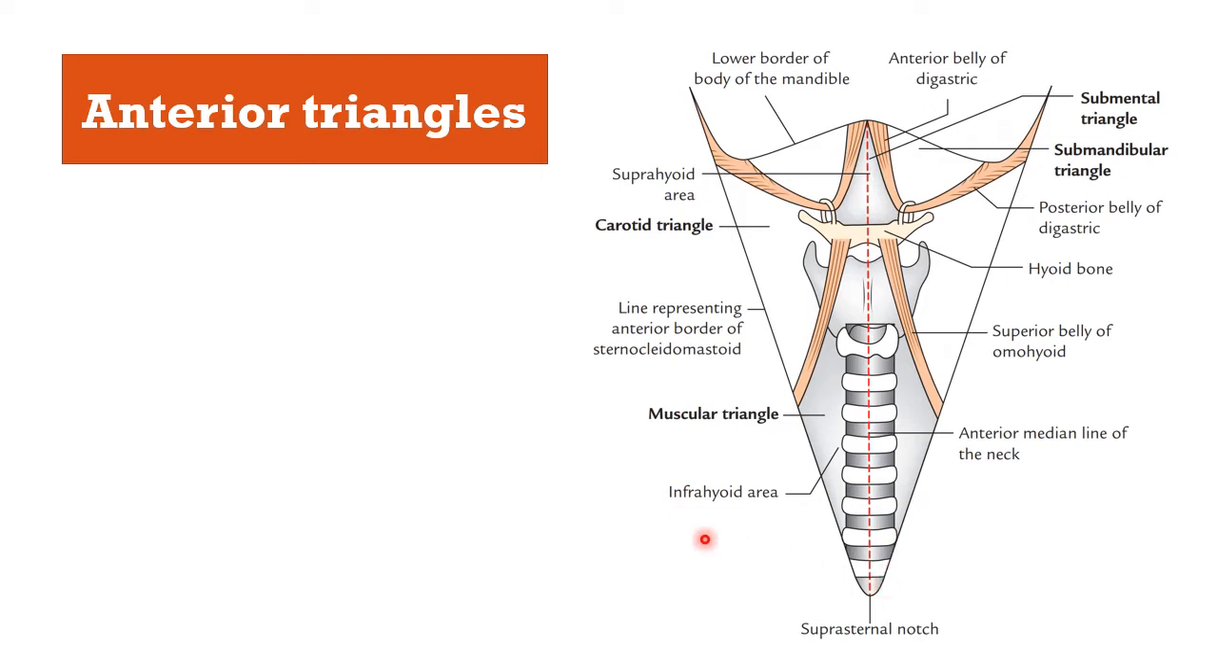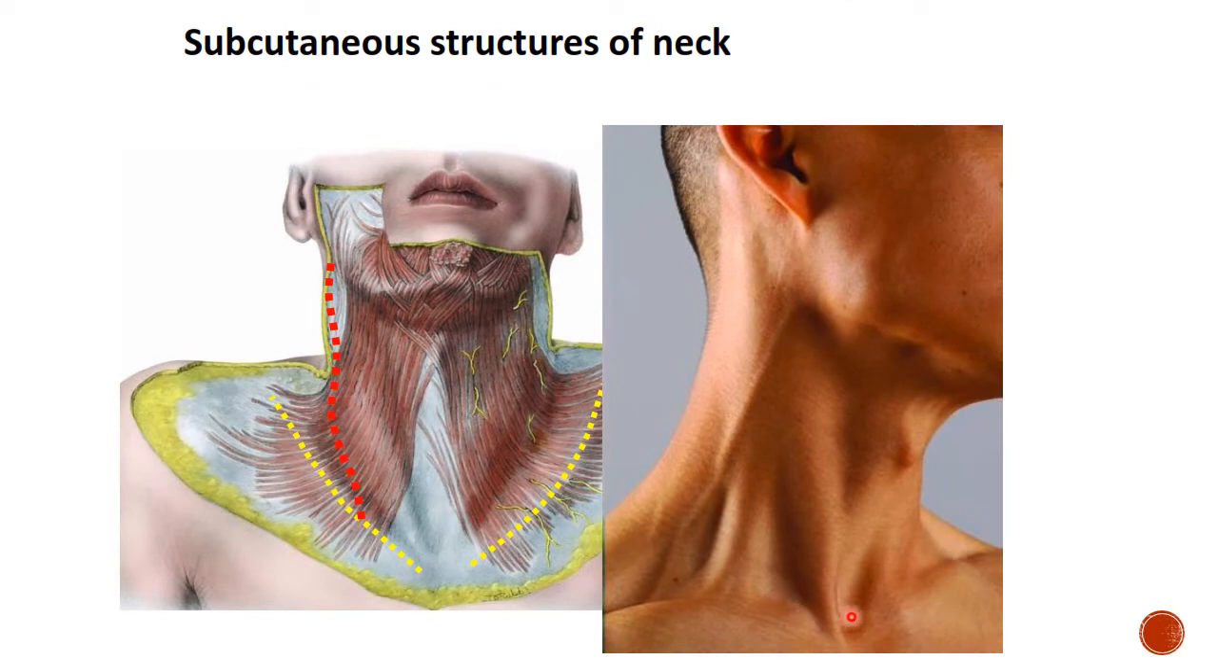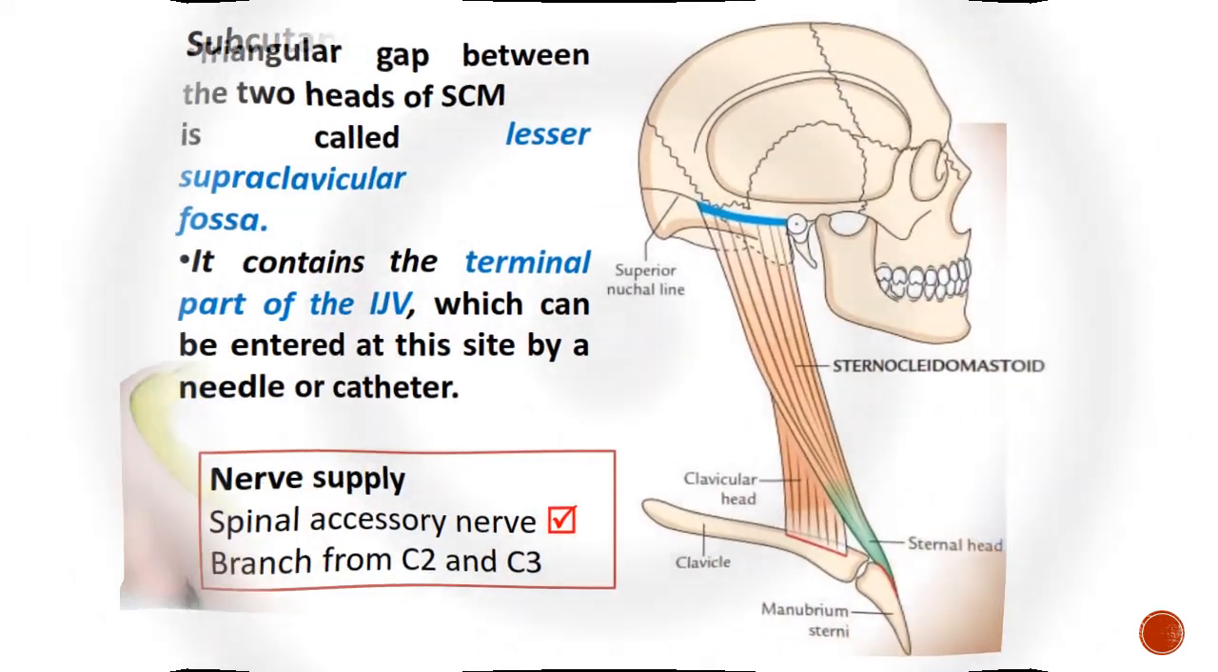Let me show you that anterior border of sternocleidomastoid muscle on the picture. Yes, here you can identify this is the anterior border of sternocleidomastoid muscle, which is forming the lower boundary of the anterior triangles of the neck.